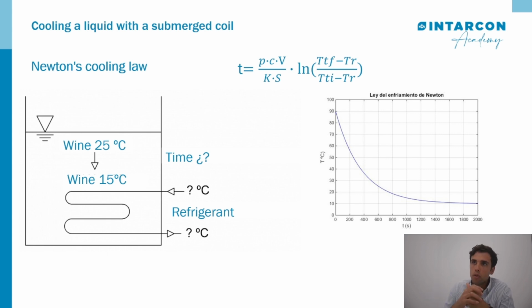And according to Newton's law, we have 2 variables, that is time and the refrigerant temperature. For each refrigerant temperature, we will have a different time of refrigeration. So in the graph on the right, we can establish a calculation time, for example of cooling, and we see that it's a decreasing logarithmic evolution of temperature according to time.